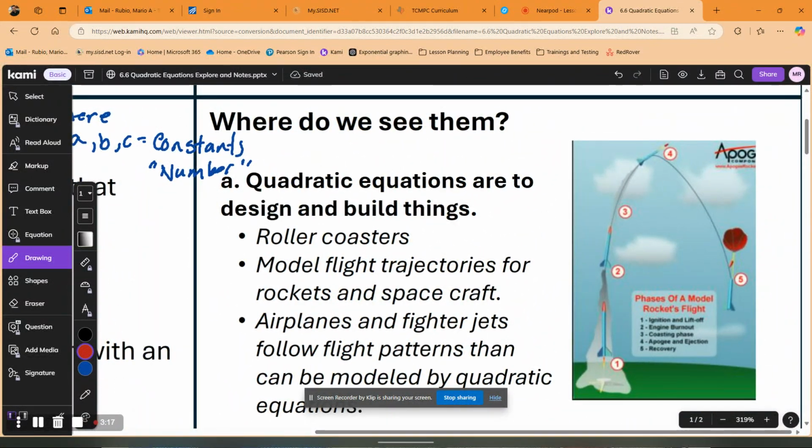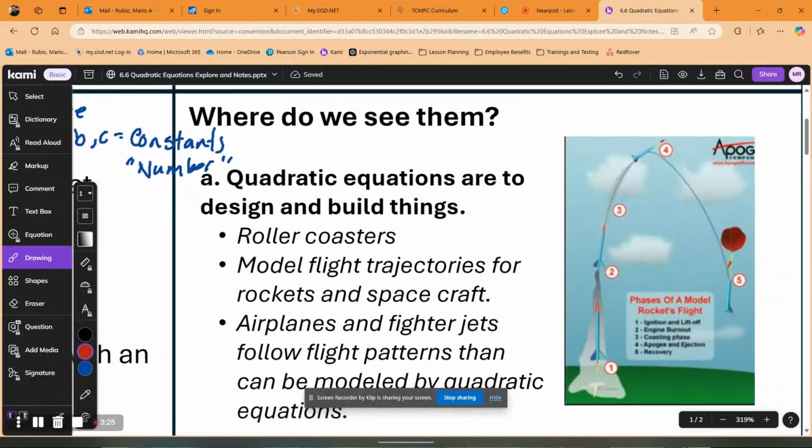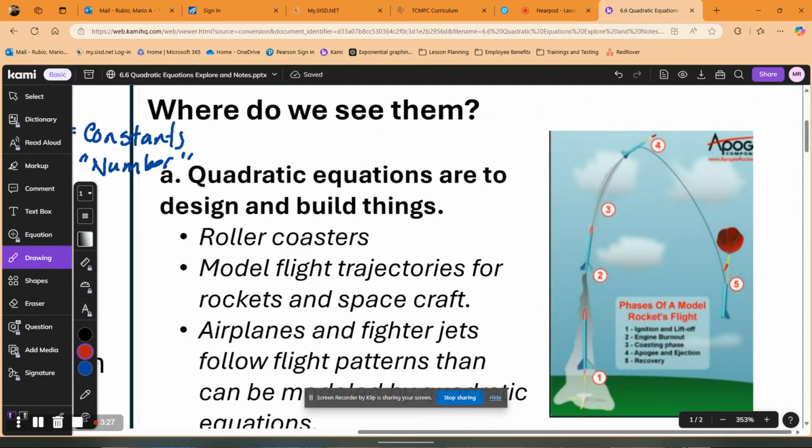Now that we've defined some mathematical terms for quadratic equations, where do we actually see these things in real life? Well, here's one of my favorites. Quadratic equations are used to design and build things, okay? I forgot "used" here. Let's add that in. Are used to design and build things.